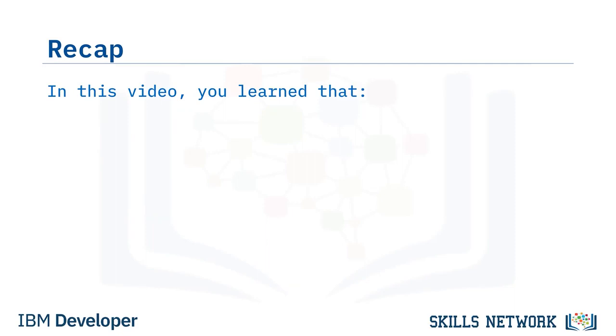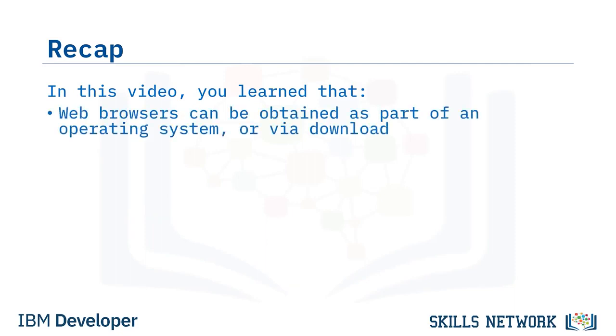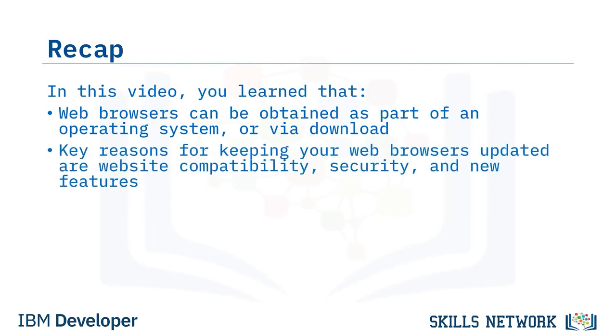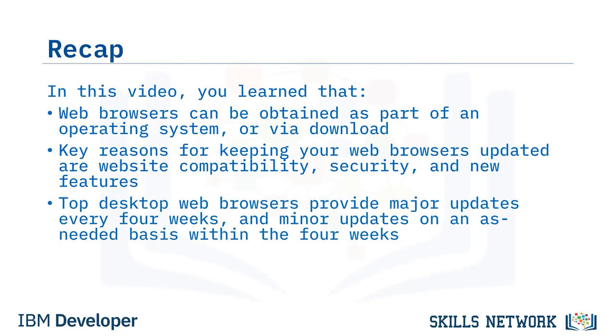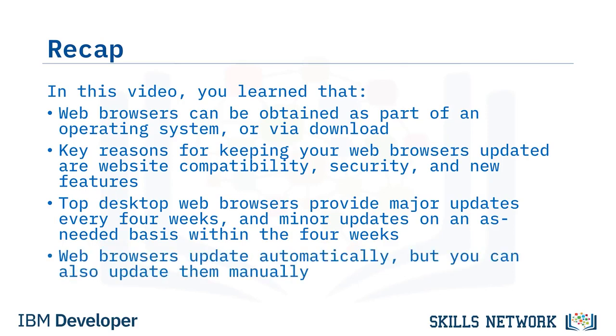In this video, you learned that web browsers can be obtained as part of an operating system or via a download. The key reasons for keeping your web browsers updated are website compatibility, security, and new features. The top desktop web browsers provide major updates every 4 weeks and minor updates on an as-needed basis within the 4 weeks. And web browsers usually update automatically, but you can also update them manually if required.